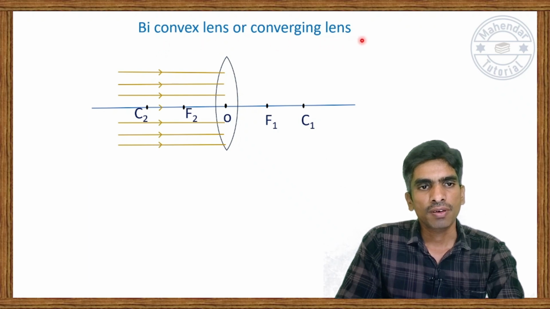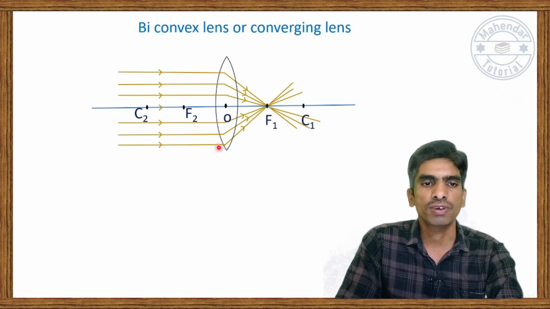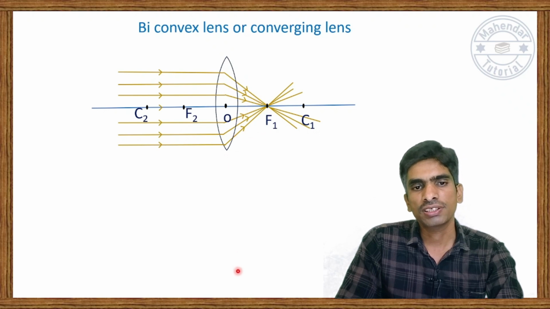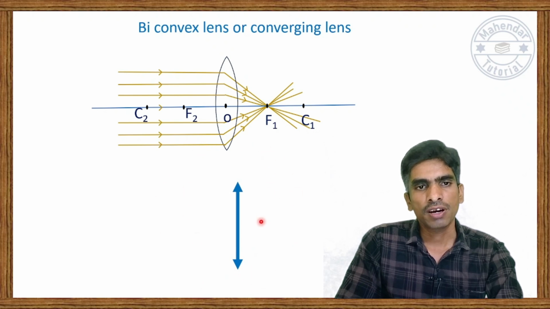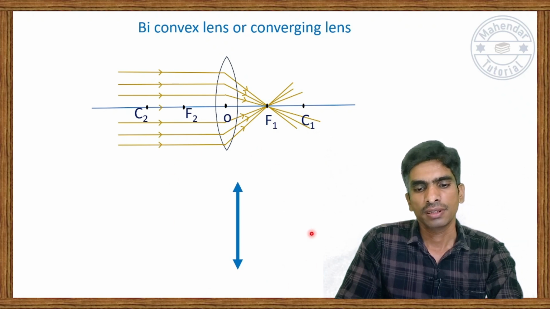Here it is a biconvex lens, or another name of this lens is converging lens. Now the rays which are parallel to the principal axis, these are all incident rays, after refraction all the refracted rays will pass through the focus F1. The symbol of the biconvex lens or converging lens is, here it is. This is the symbol of biconvex lens.